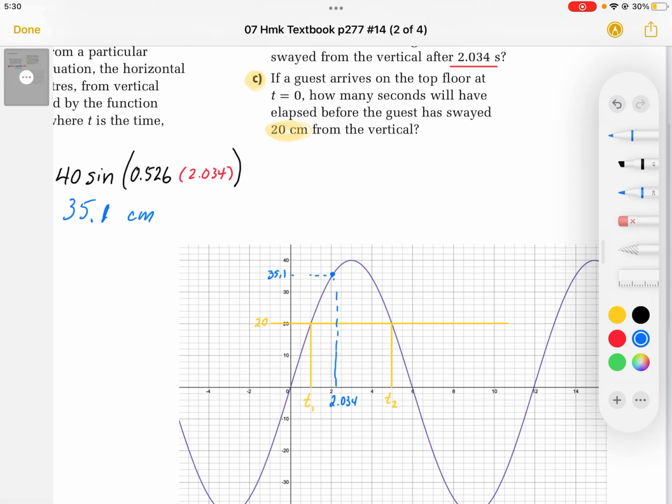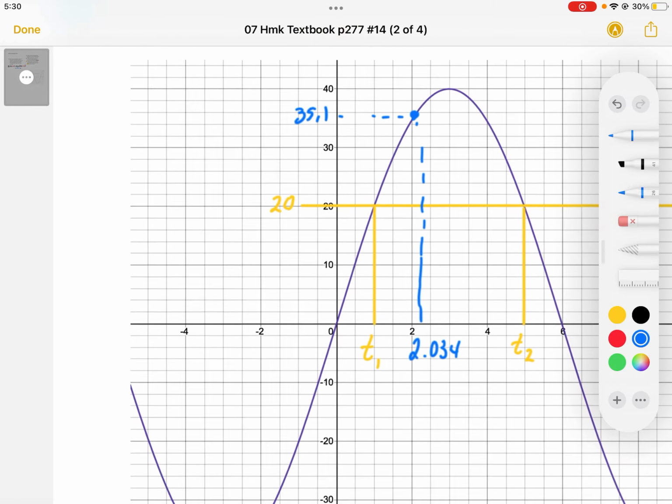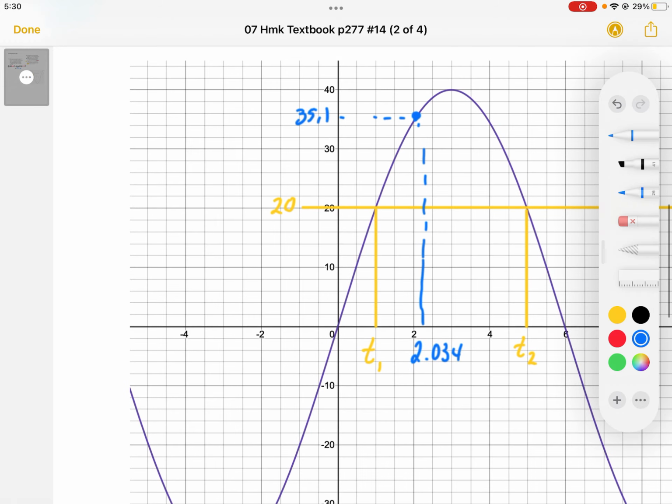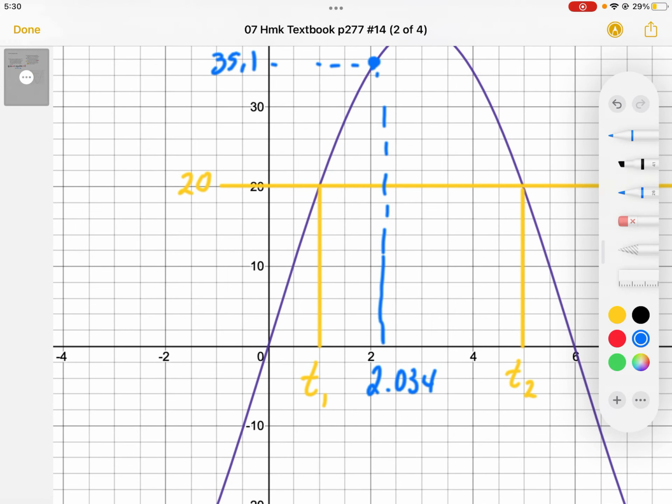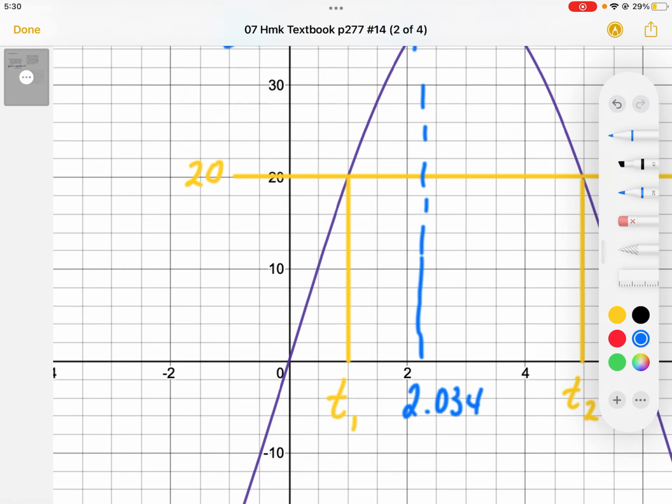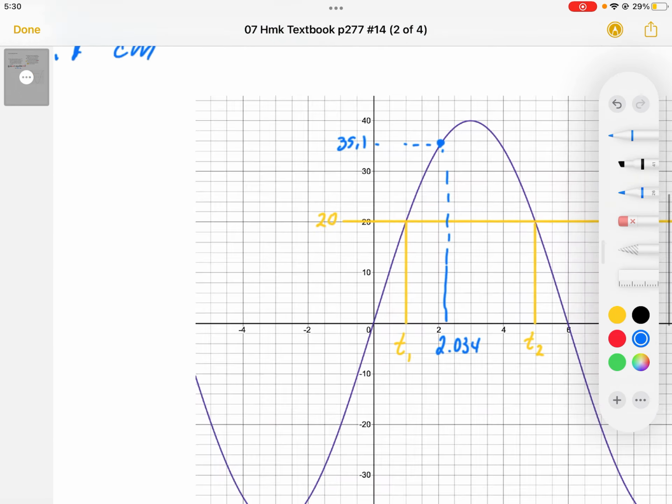For part C, it says if a guest arrives on the top floor at t equals 0, how many seconds will have elapsed before the guest has swayed 20 centimeters. So if we take a look at the h value, it's going to be 20. So I put 20 on our graph. And the time that we're looking for is t1. So where it's going to hit the 20 centimeter mark the first time. It will hit 20 centimeters on the way back, but we're looking for the first time. So we're looking for t1 here.